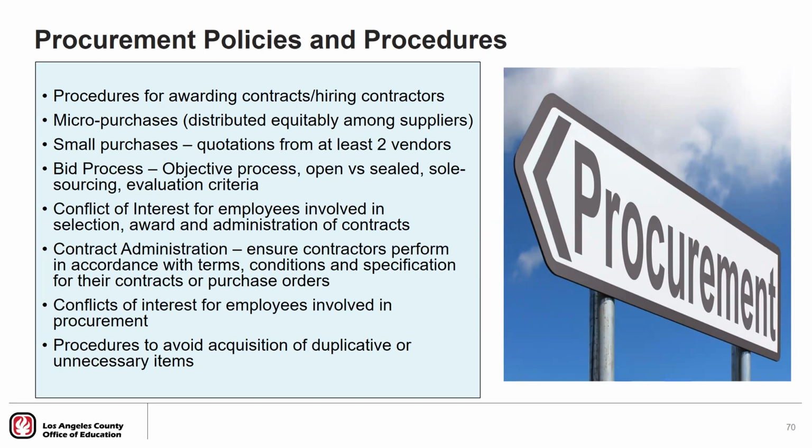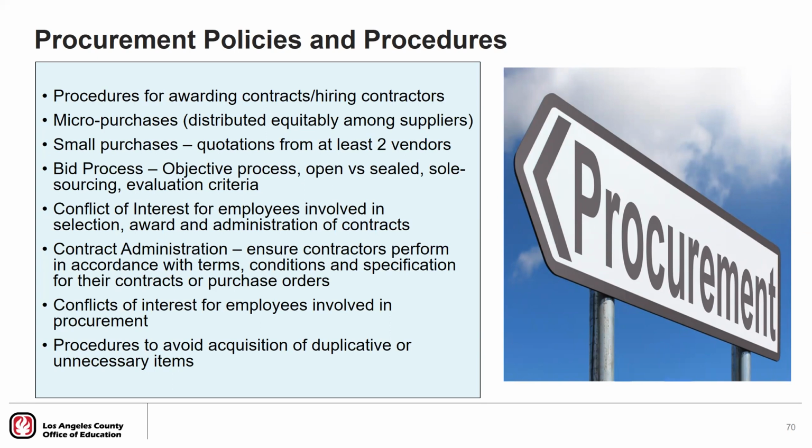And again, procedures to avoid acquisition of duplicate or unnecessary items. How are you ensuring that when you're purchasing something, it's not already sitting in a warehouse? If we need to buy 5 tables, how do we know that there aren't 5 tables sitting in boxes at a different school site? So these things are very critical and important to consider.